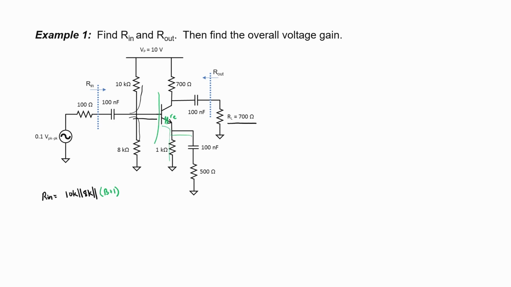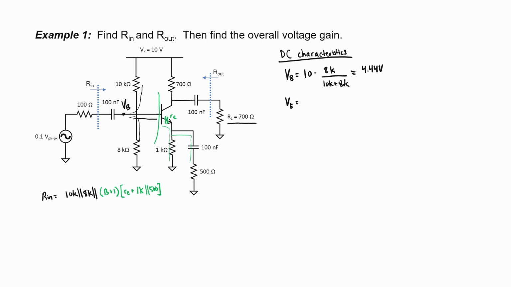Therefore, it's going to be beta plus 1 times these resistors down here at the emitter. Let's find the DC characteristics of this transistor amplifier so that I can find out what R sub E is. Well, my base voltage, V sub B, is going to be the power supply voltage times a resistance divider set up by these two resistors. That works out to be 4.44 volts.